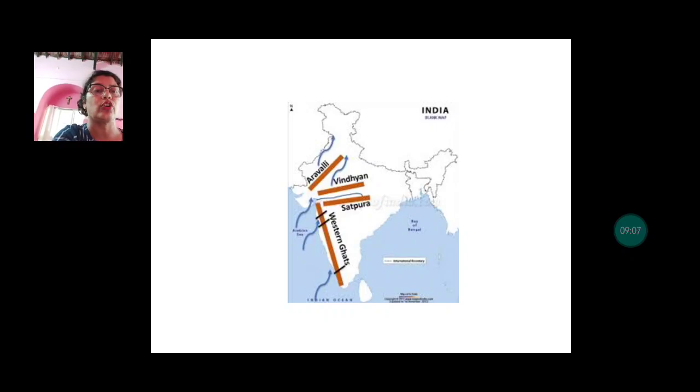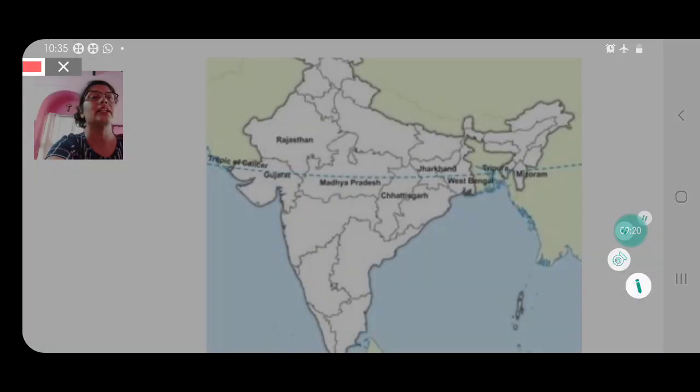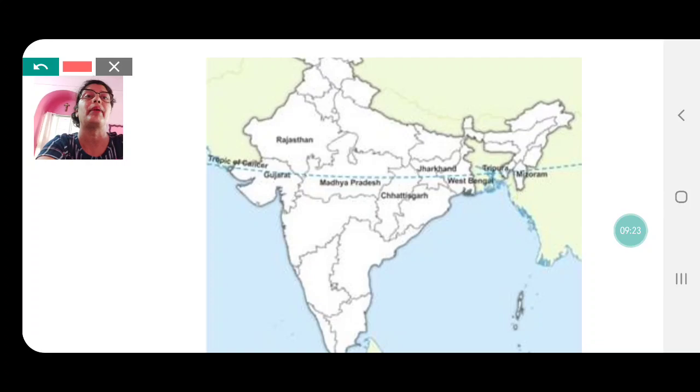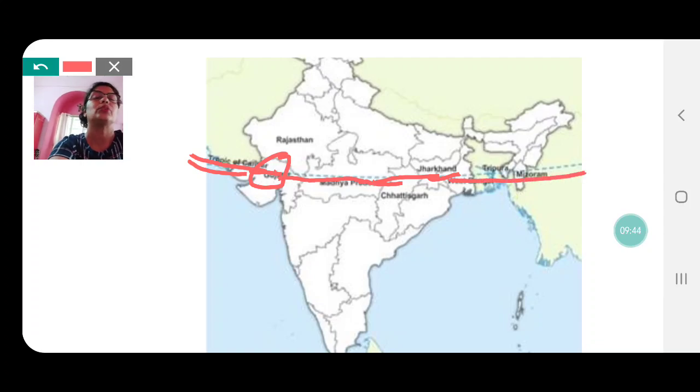There you find Tropic of Cancer passing through central part of India. Looking at that picture, or the map, you have to draw the Tropic of Cancer. Now keep in mind, Tropic of Cancer is passing through central part of India. It starts from Gujarat here, passes through Gandhinagar here, enters into Madhya Pradesh, then Chhattisgarh, then Jharkhand, then West Bengal, then we have Tripura and Mizoram.